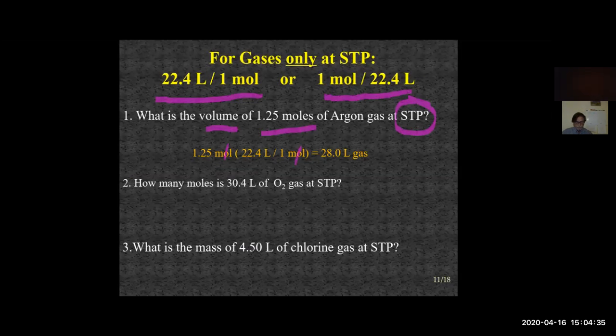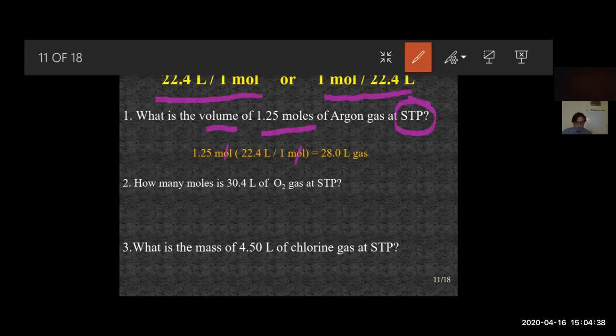Second question. How many moles, looking for moles now, would you have if you had 30.4 liters of oxygen gas? And again, the crucial part is STP. It may not tell you STP sometimes. It may say 0 degrees and 1 atmosphere. So you should be able to recognize that when they give you 0 degrees and 1 atmosphere, you are in STP conditions, and therefore you can use that relation.